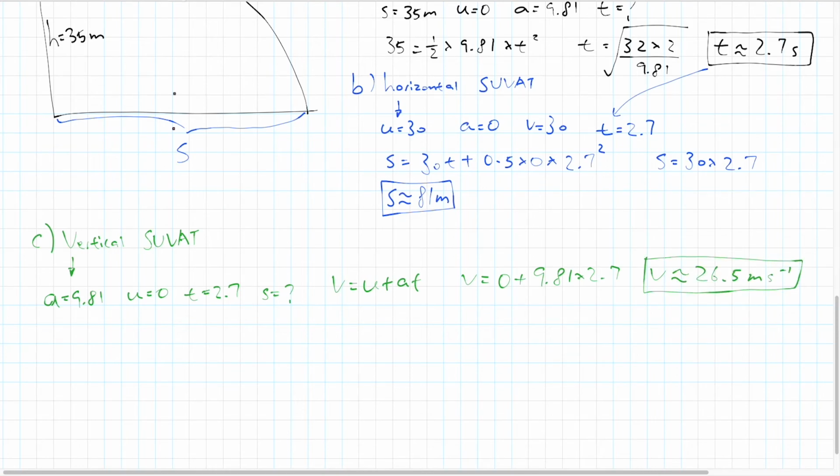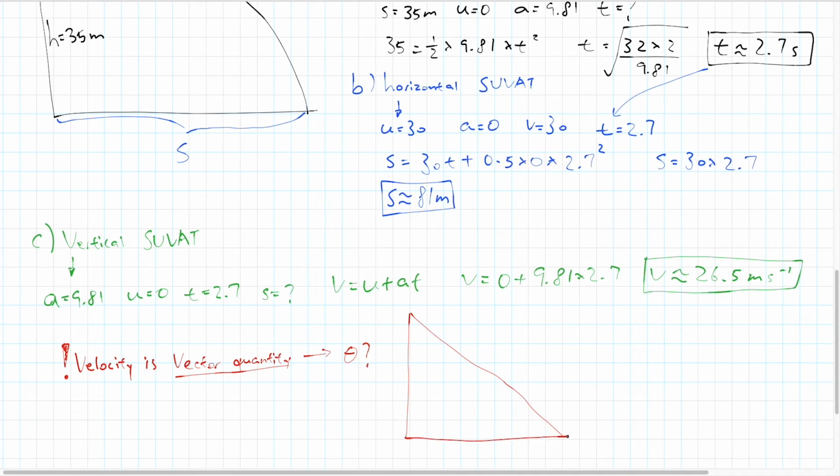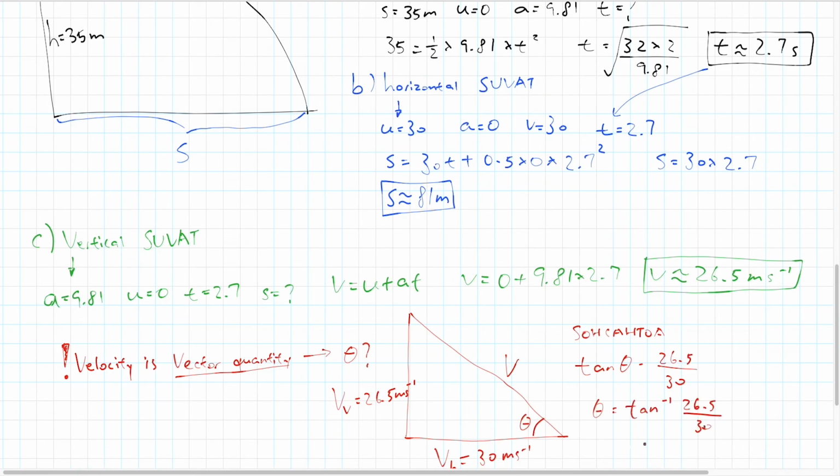However, it is important to know that when asked to find the final velocity of the projectile motion, it must come with an angle to the ground, as velocity is a vector quantity. How do we find the angle of impact then? It is easy. We just make another right triangle with the base being horizontal final velocity, which is 30 meters per second as given in the question, and the vertical side being the vertical velocity, which is 26.5 meters per second, and the hypotenuse being final velocity. And now we just use SOHCAHTOA to find theta. Tan theta equals opposite over adjacent, which is 26.5 over 30, and we get theta roughly rounds to 41 degrees.